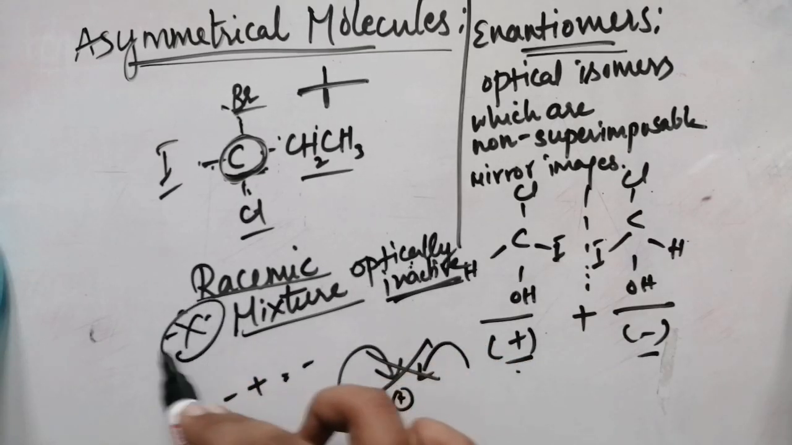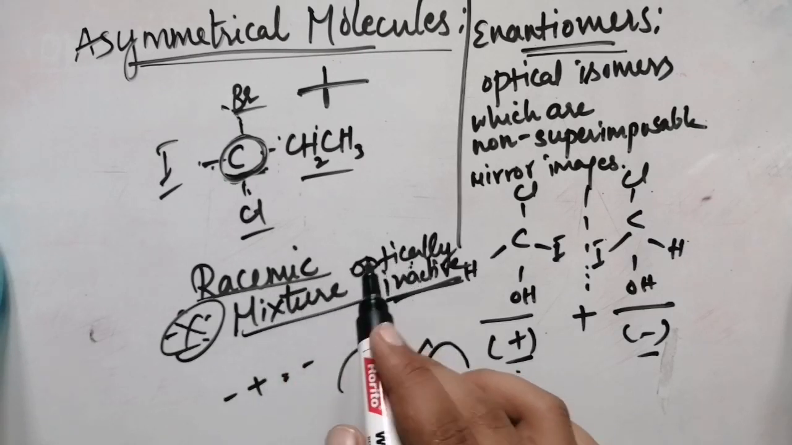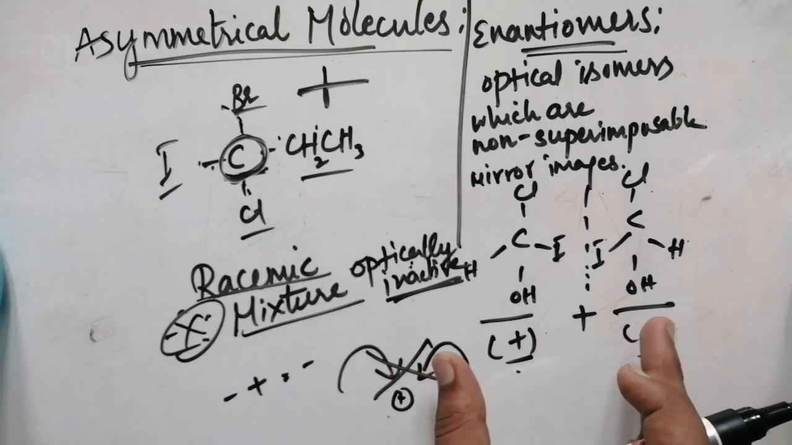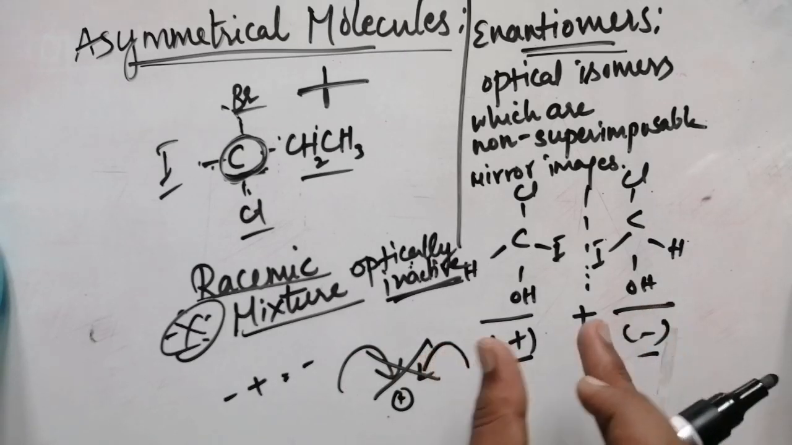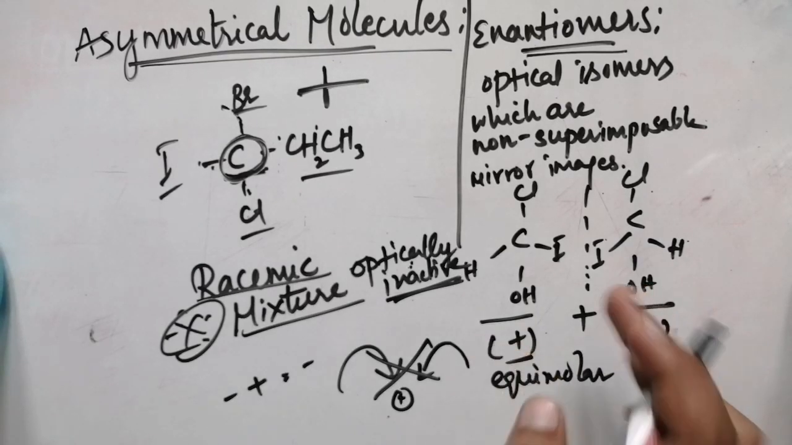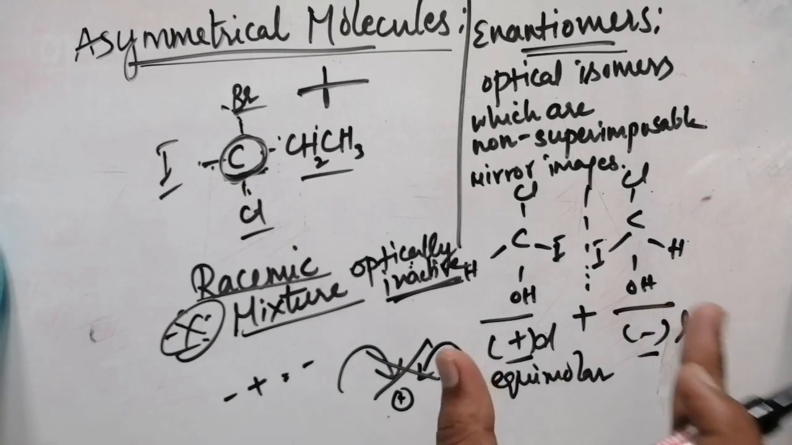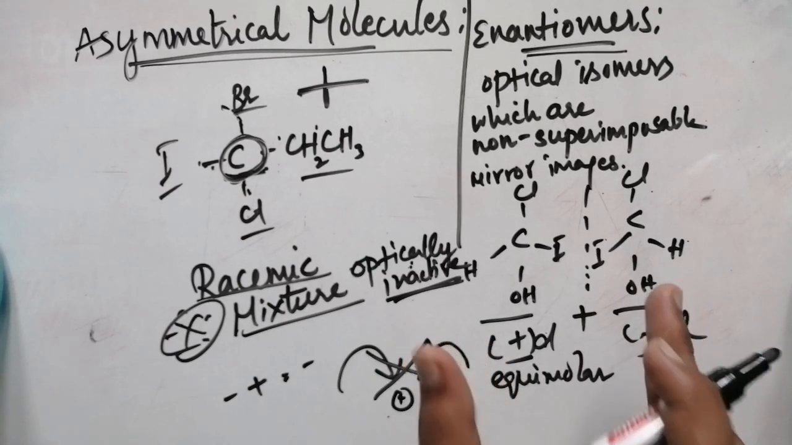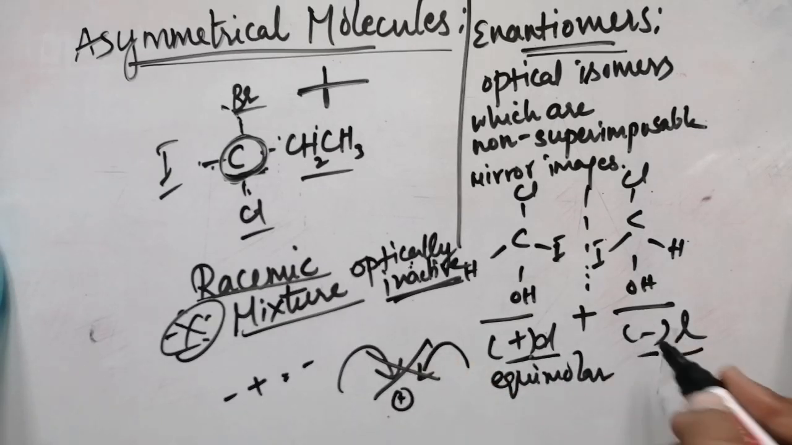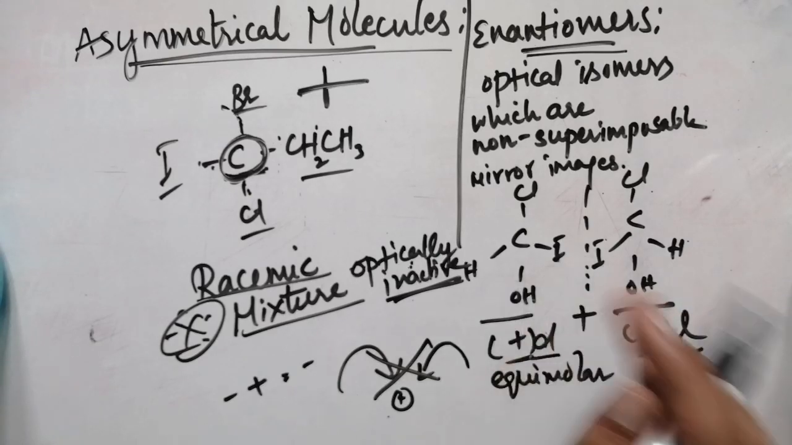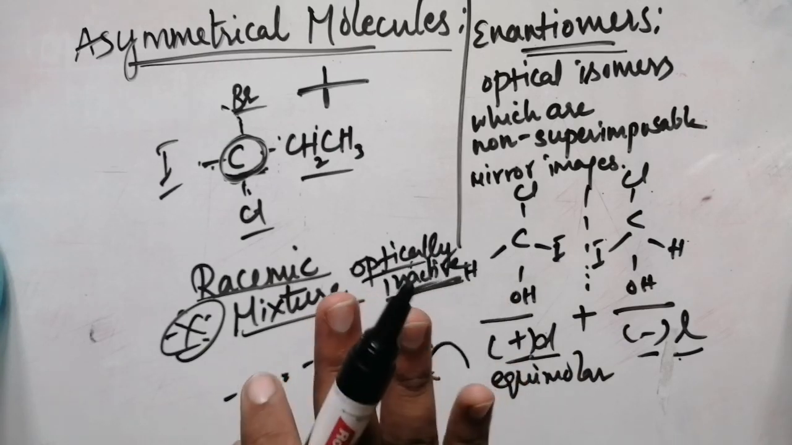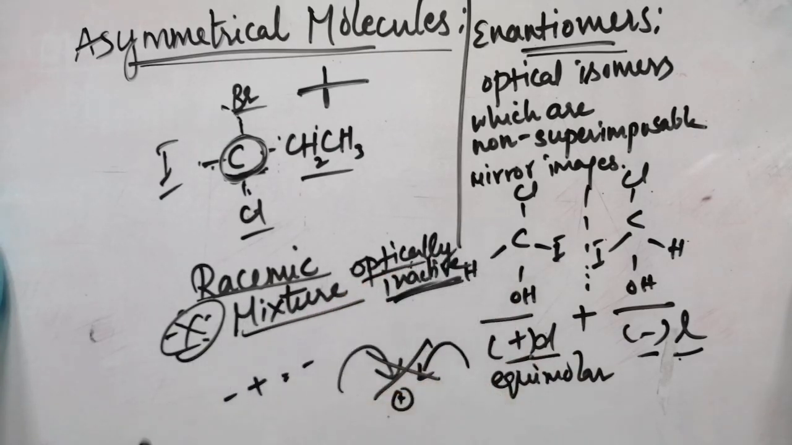Very important question: why is a racemic mixture optically inactive? Because it is an equimolar mixture of D and L isomers. The angle of rotation caused by the D isomer is cancelled by the angle of rotation of the L isomer. Both rotations cancel each other and make the racemic mixture optically inactive. This is very, very important.